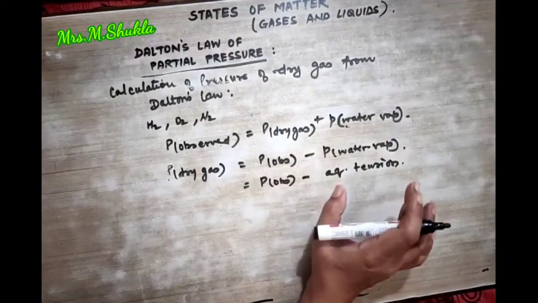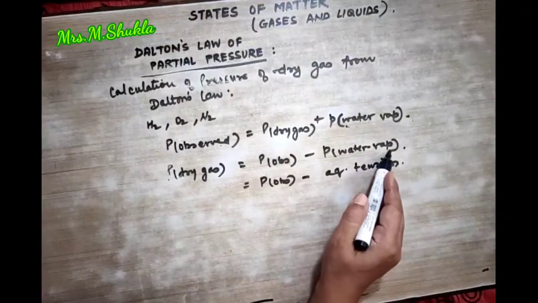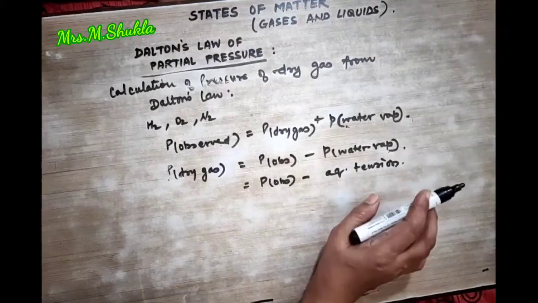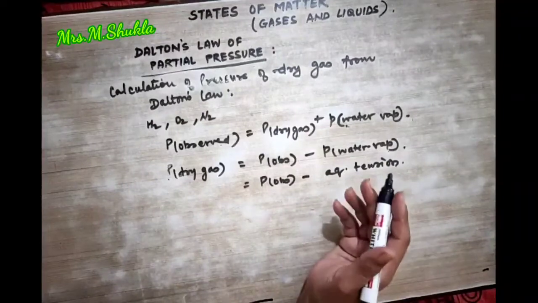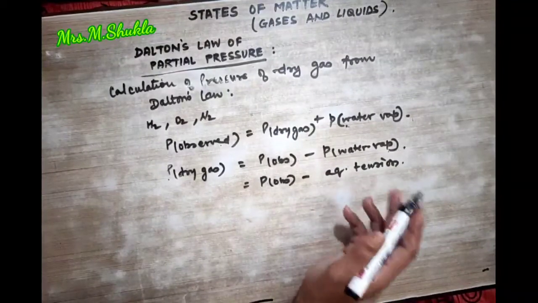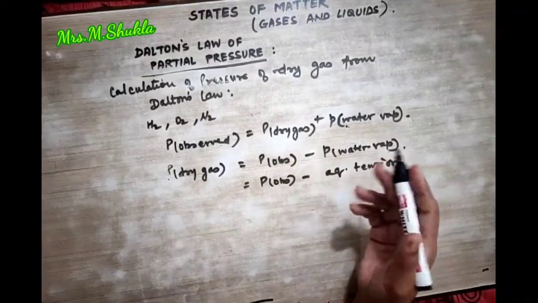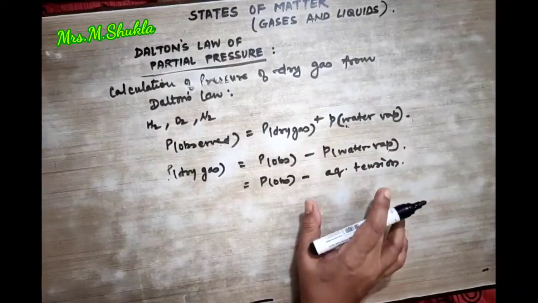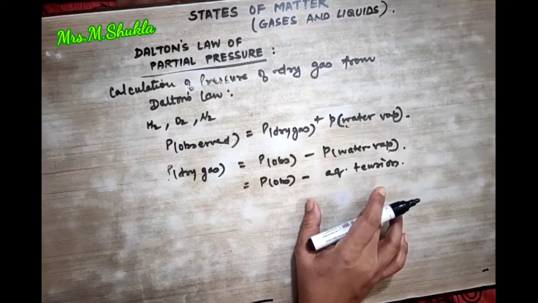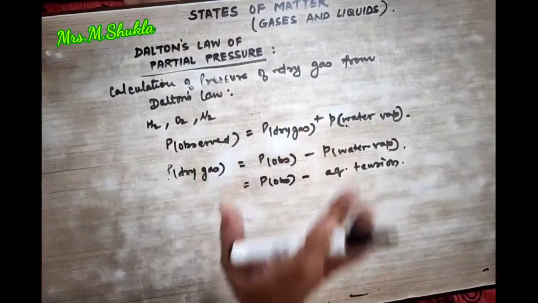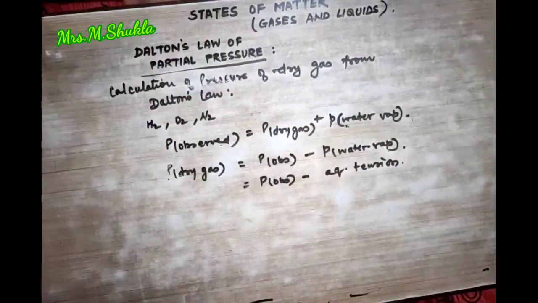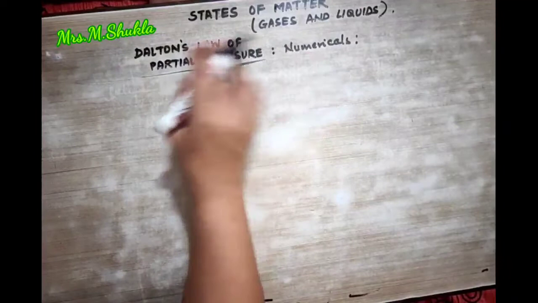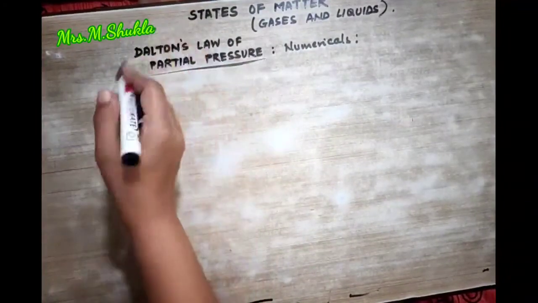What is aqueous tension? It is the partial pressure of the water vapor in the gas mixture which is collected above water. It is equal to the vapor pressure of the water at the temperature at which that gas is collected above water. Such kinds of questions you have already done before. Now we are going to do some numericals based on Dalton's law of partial pressure.